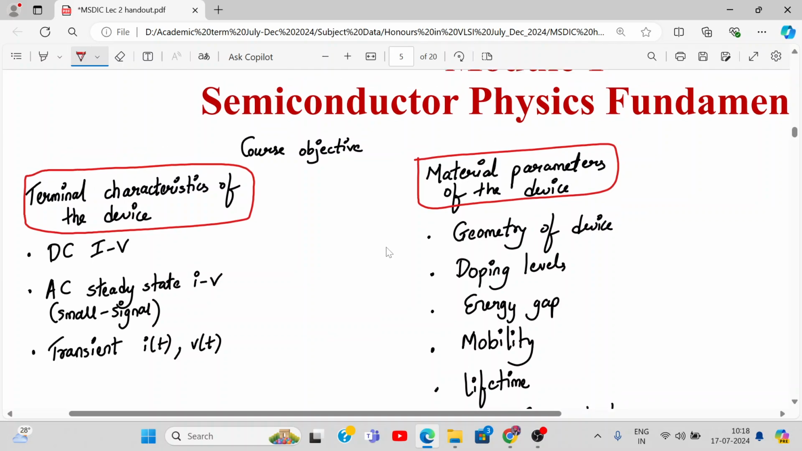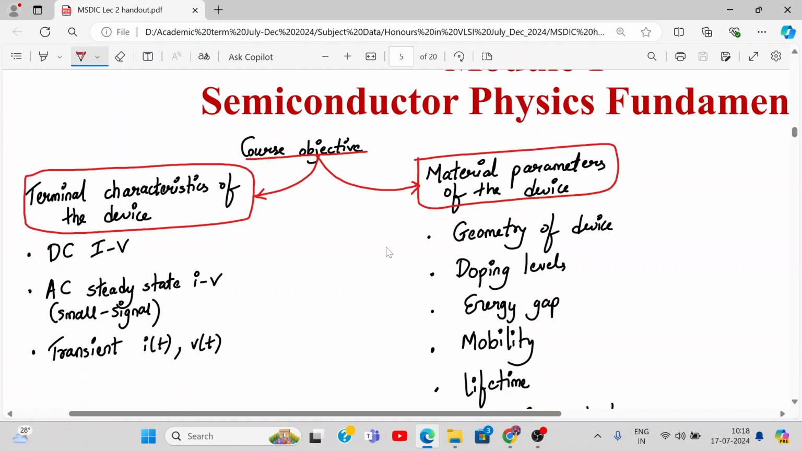The course objective is relating terminal characteristics of the device with material parameters of the device. Okay, mapping one by one. So the material parameter, there will be various devices, we'll just talk about them.